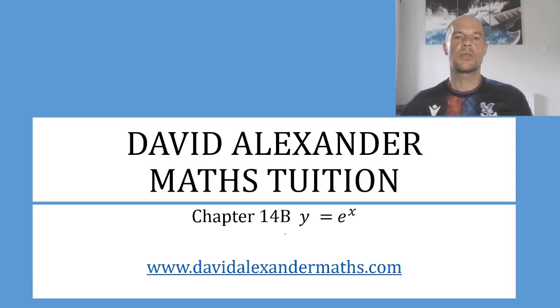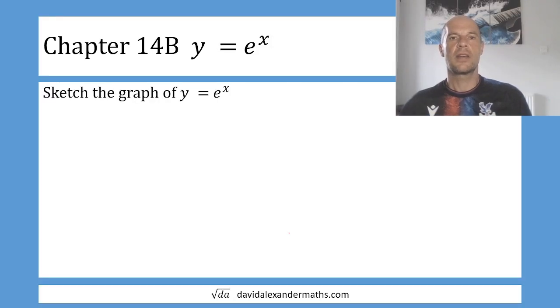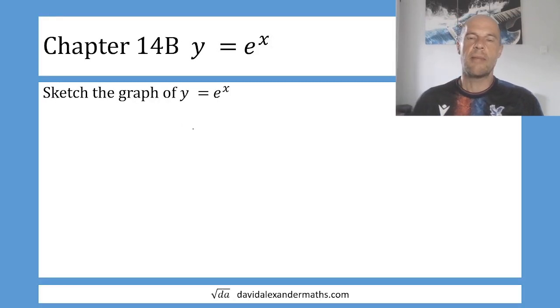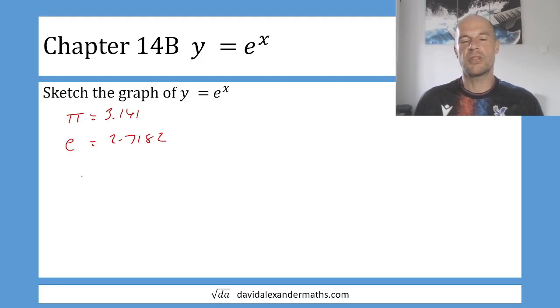This is chapter 14b on y equals e to the power of x. So what we need to remember is, well, not a lot really, we just need to remember that e is just a random number in the same way that pi is 3.141. E is just another irrational number, but e is a number, so it's 2.7182.